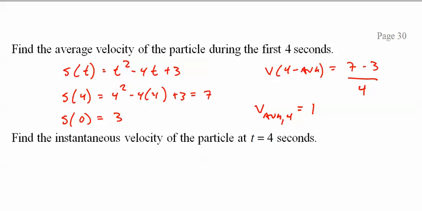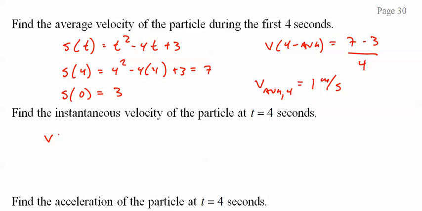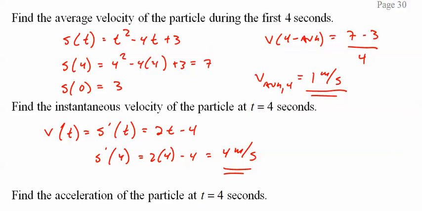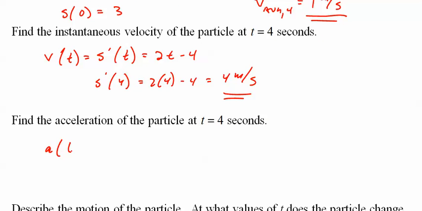So we get units here. Meters per second. Instantaneous would be v of t, which is s prime of t, which is 2t minus 4. S prime of 4 would be 2 times 4 minus 4 would be 4 meters per second. So notice the big difference between average and regular. What's the acceleration? Take the second derivative of the placement, which in this case would be 2 meters per second squared.